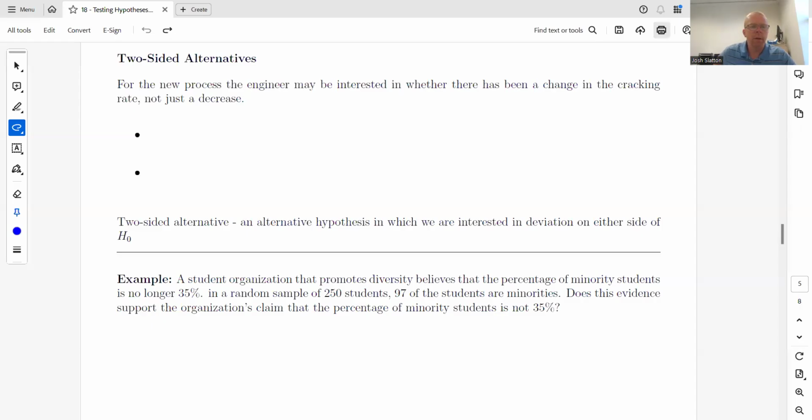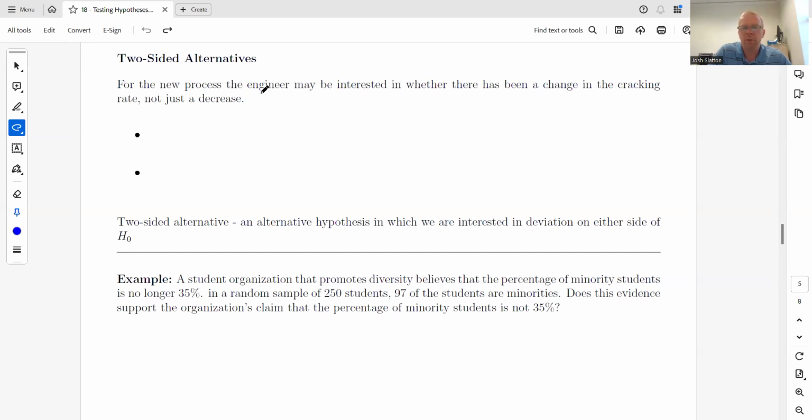Okay, so in this video, we're going to start with two-sided alternatives, and then we're going to get into quantitative variables and hypothesis testing. In the previous videos, we looked at one-sided alternatives, which means we were interested in either something has increased or something has decreased. With two-sided alternatives, we're looking at either way, so increase and decrease, any change at all.